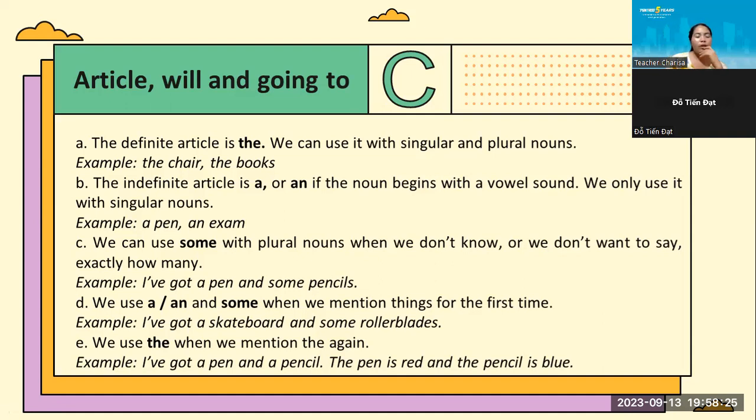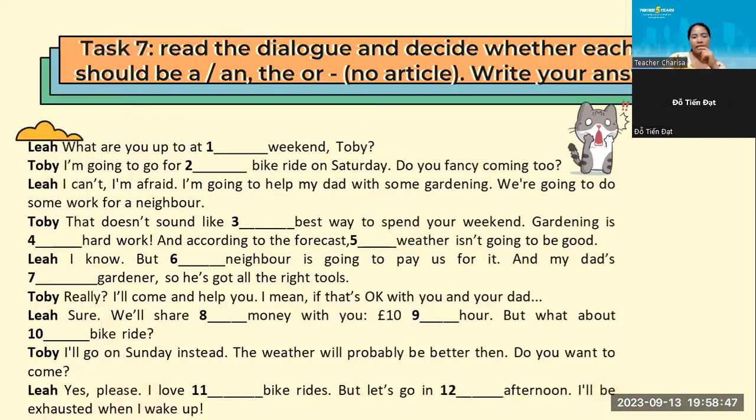Okay, so we use the when we mention them again. So example, I've got a pen and a pencil. The pen is red. The pencil is blue. Okay? So article, will, and going to. So do you have any questions for that? So read the dialogue and decide whether each gap should be a or an, the, or no article. Write your answer. So what is your answer number 1?